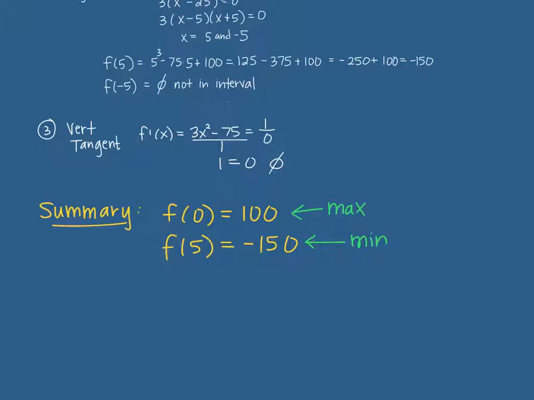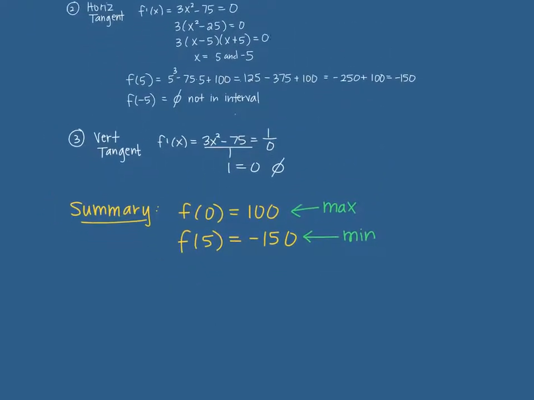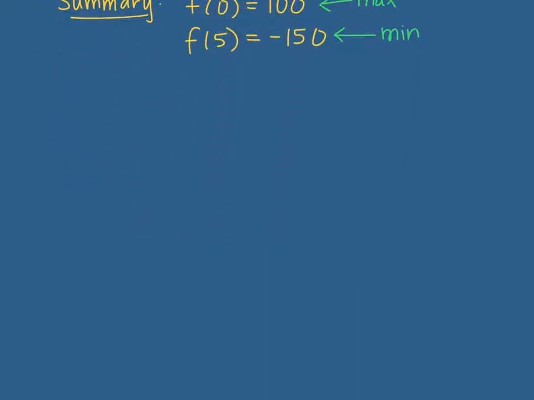If you end up with more than 2 points, then for your absolute max, you got to take the max of the maxes. And if there are more than one low number, you'll have to take the lowest as your absolute. The other ones would be relative or local. Okay, let's try another one.